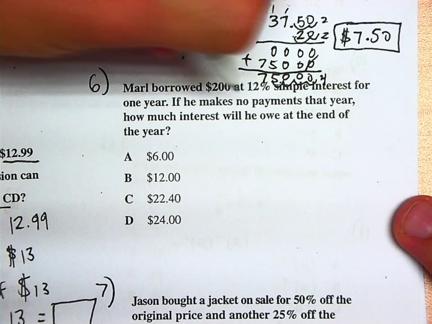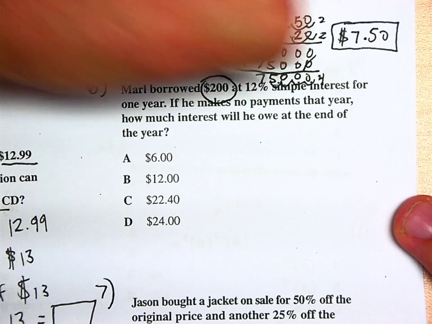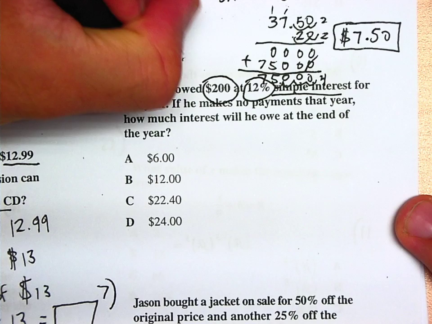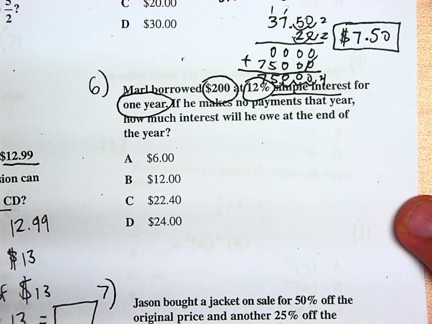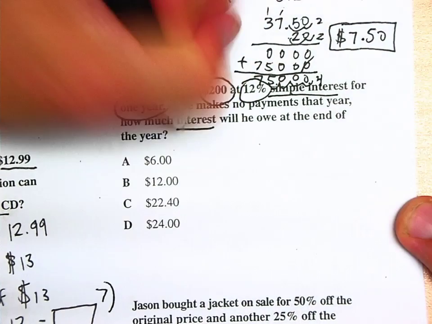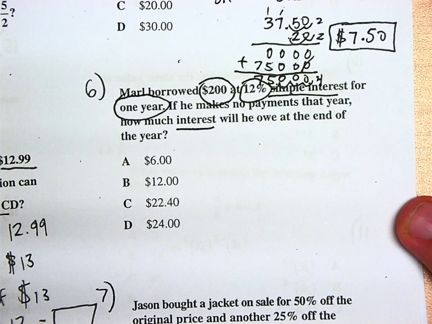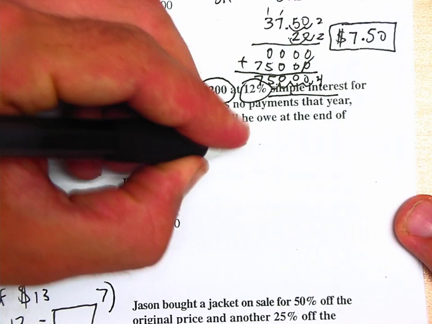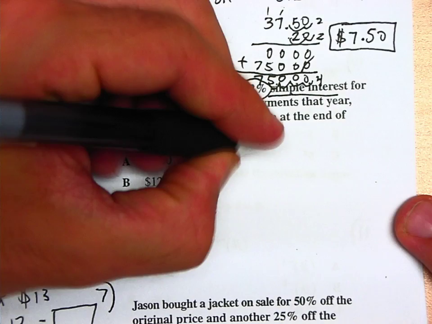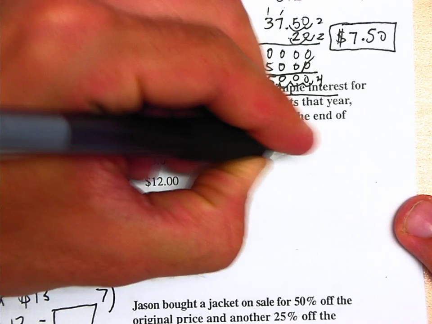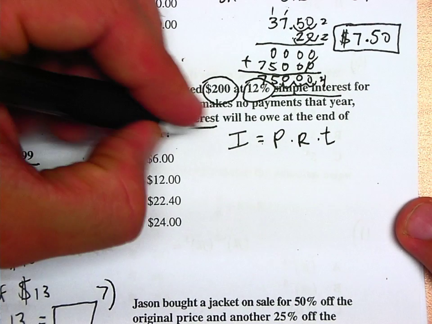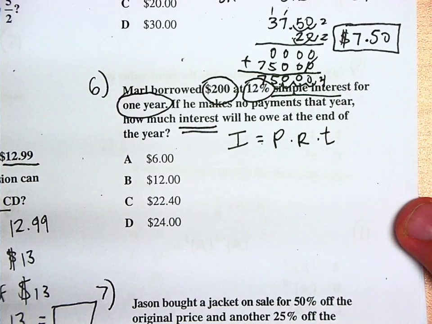Question 6. Marl borrowed $200 at 12% simple interest for 1 year. If he makes no payments that year, how much interest will he owe at the end of the year? As I'm reading this problem, the very first thing I realize is that this is simple interest. I know the formula for simple interest is interest equals the principal times the rate times time. If I just plug those things in and multiply, I should have the interest he will owe at the end of the year.